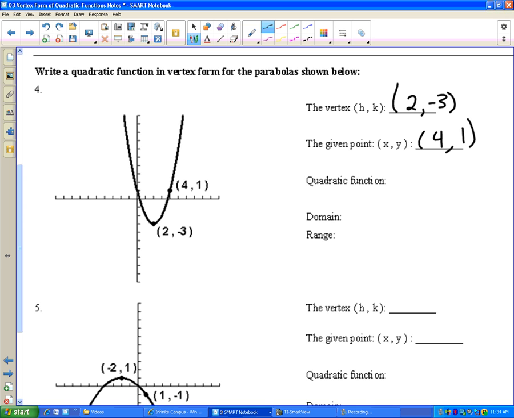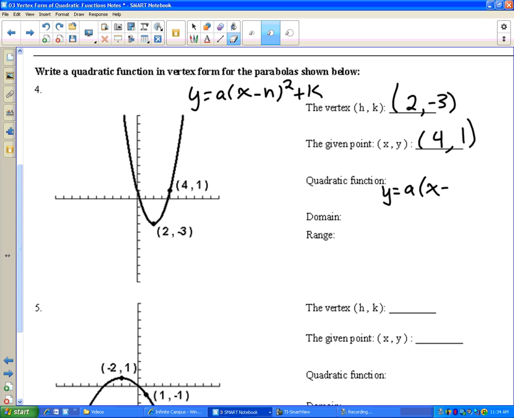The quadratic function. I know in vertex form it's y is equal to a times x minus h quantity squared plus k. So immediately I can say y is equal to a times x minus h squared plus k. But I know what h and k are. My h is 2, so x minus 2 squared. My k is negative 3, so plus a minus 3. So it's y equals a times x minus 2 squared minus 3. But I don't want a. I want a number in there. That's where this point comes in.